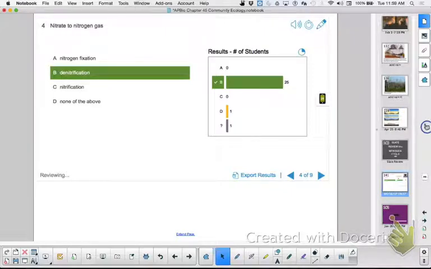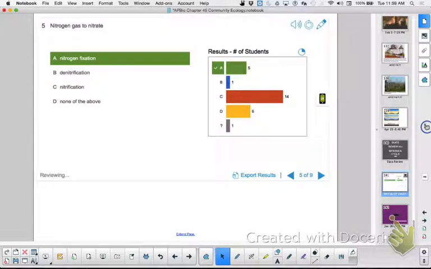Nitrate to nitrogen gas is denitrification. Take a look at this, because only 5 of you got it right. Nitrogen gas to nitrate, nitrogen gas directly. Who does that? And what is that called? Nitrogen fixation. It's still nitrogen fixation, but you're bypassing ammonium and nitrite. You're going right to nitrate.